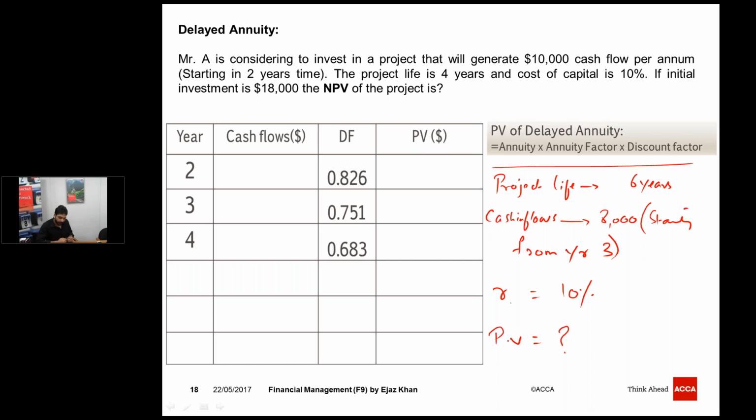It's a 6-year project. Cash inflows 8,000 per annum, starting from year 3. Discount rate at 10%. Just calculate the present value. Forget about the net present value. I haven't given initial investment because all we have to do is to subtract the initial investment at the end. So it's not that much complicated. So just calculate present value for me.